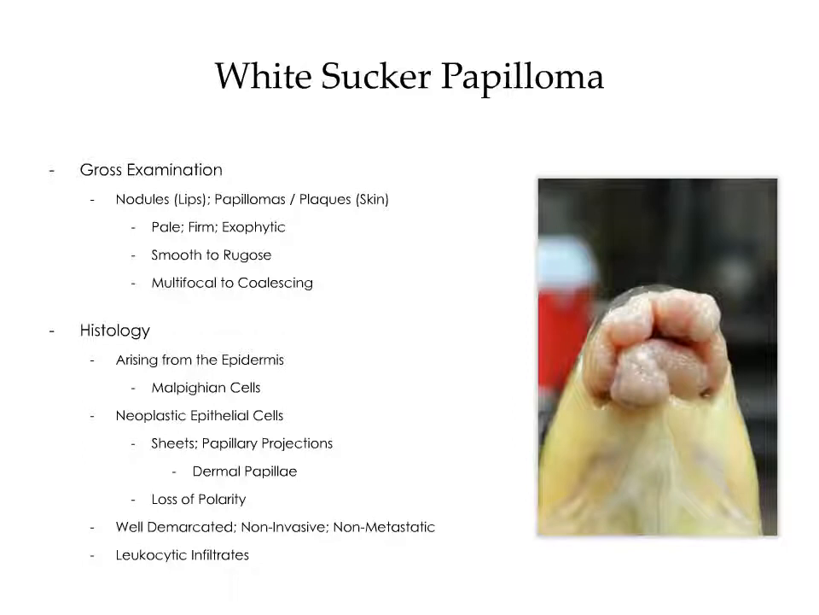Histologically, the nodules arise from the epidermis. The proliferations are composed of Malpighian cells. Neoplastic epithelial cells are arranged in sheets and papillary projections with dermal papillae. The neoplastic cells generally exhibit a loss of polarity, meaning they're no longer properly oriented within the epidermis. The mass is typically well demarcated. It's non-invasive and non-metastatic. In some cases, there are leukocytic infiltrates with the neoplastic epidermis.